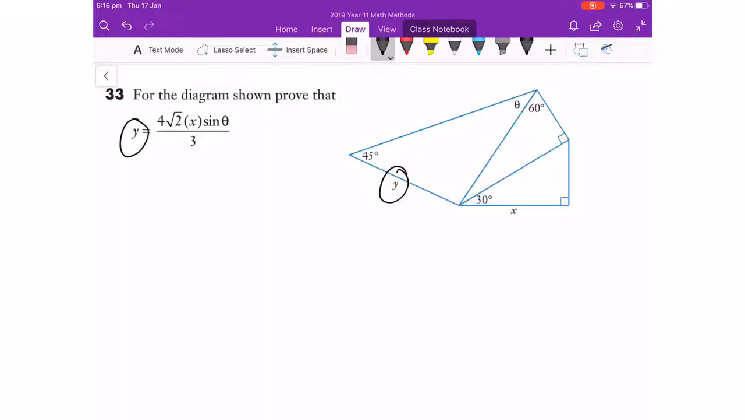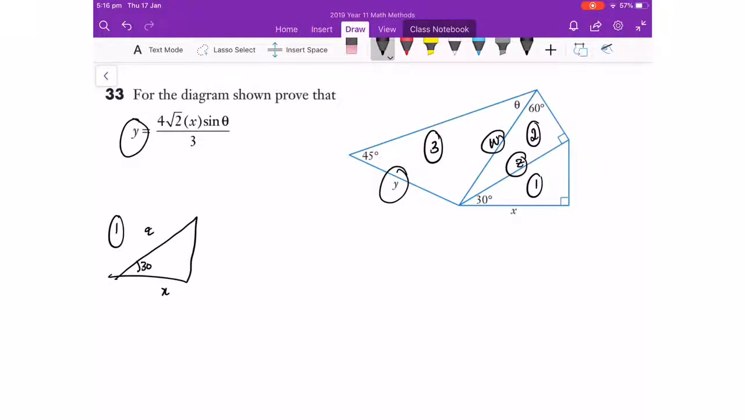So I'm going to label some of my other sides that I haven't got. So let's say this is Z and this is W. All right. So I'm going to number my triangles. Okay, this is my 1, 2, and 3. All right, so let's start with triangle 1. So I've got a triangle, it looks a bit like this. And we want to find it in terms of Z, because we need Z to find W to find Y.